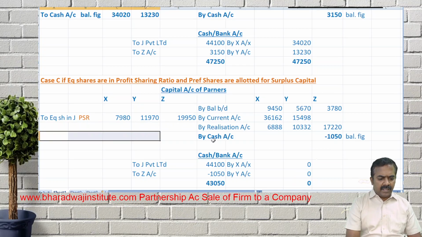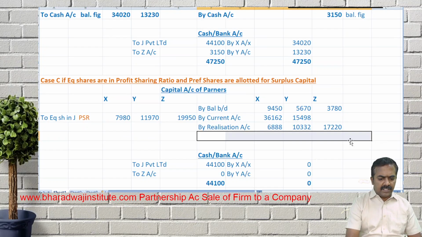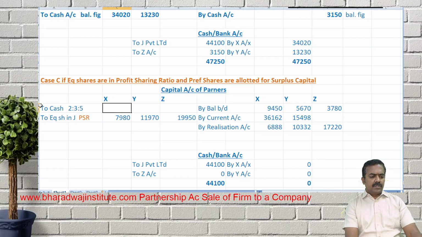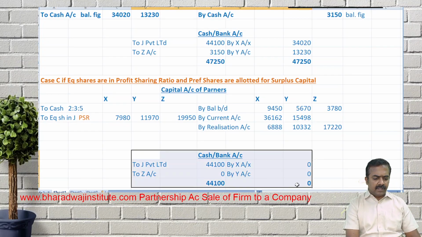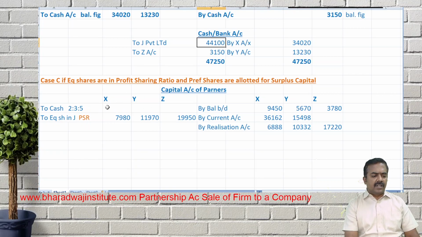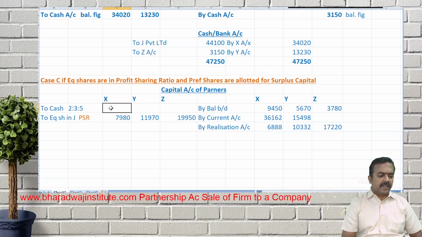So here don't take cash as the balancing figure. Our cash will be distributed in profit sharing ratio. What is the profit sharing ratio? 2 is to 3 is to 5. How much cash is there? This 44,100, distribute in 2 is to 3 is to 5 ratio. How much comes?